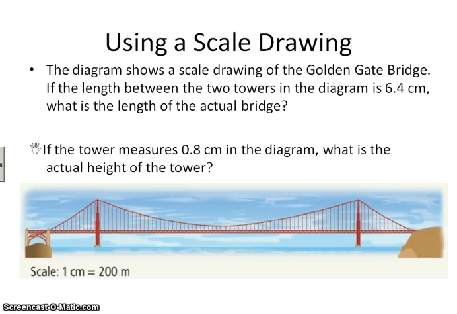So, for example, this diagram shows a scale drawing of the Golden Gate Bridge. It gives us the scale is 1 centimeter to 200 meters. If the length between the two towers in this diagram is 6.4, what's the length of the actual bridge?